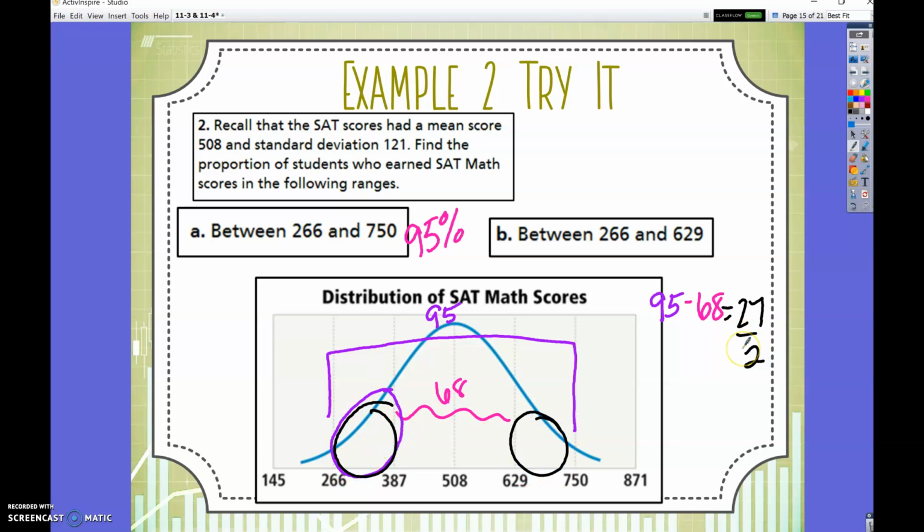So if we divide that by 2, we'd have 13.5 on just the one side. So that would be our 13.5 from 266 to 387 of a score. And then we want to also add in that 68 because they all got a score from 387 to 629. So 68 plus 13.5 is 71.5, right? That would be what percent of students got a score from 266 to 629.